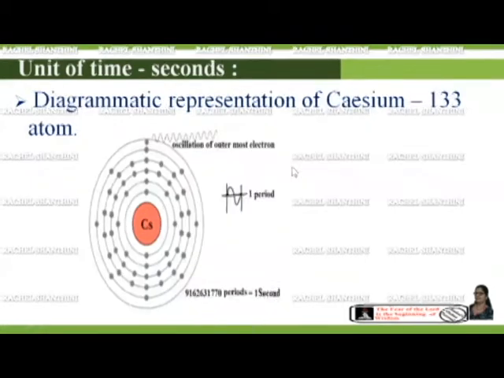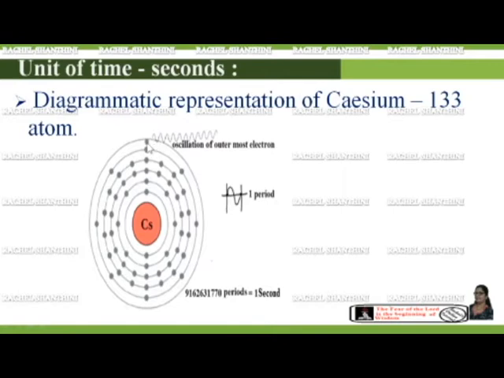the cesium-133 atom. This picture depicts the cesium-133 atom. Here in this picture, you could see one electron in the outermost orbit. When this electron oscillates between the two hyperfine levels, you could see the two outermost orbits, right? That is the two hyperfine levels.